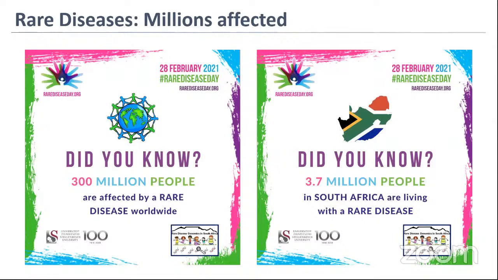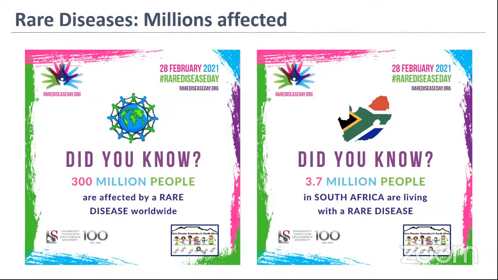Rare diseases are often called orphan diseases because, historically, they've been ignored by clinicians, researchers, government, the pharmaceutical industry, etc. And while they may be individually rare, it is vital to understand that cumulatively there are over 300 million people or so affected by rare diseases in the world. We're almost at 4 million South Africans living with a rare disease. That's a significant proportion of the population.